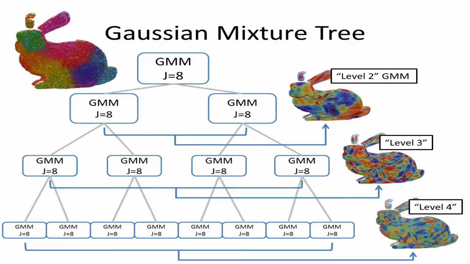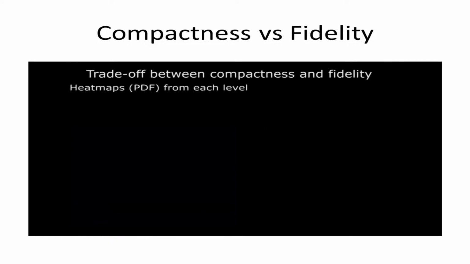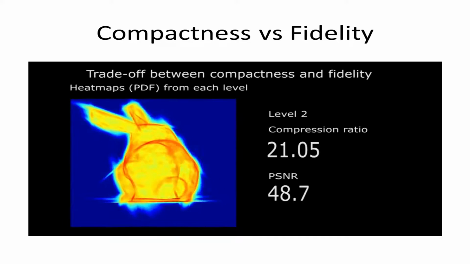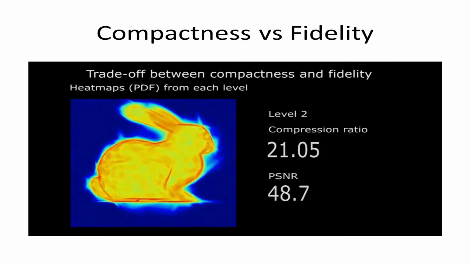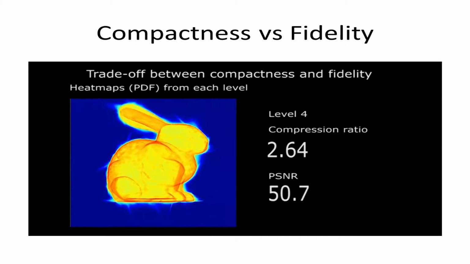Thus, each model has a different fidelity to size trade-off that may be leveraged at runtime according to different application-specific demands regarding available bandwidth, memory, or computational resources. We can show the compactness fidelity trade-off visually by producing a heat map PDF representation of the model at different levels. Note that for even high fidelity models, our data footprint is much smaller than the original point cloud size.